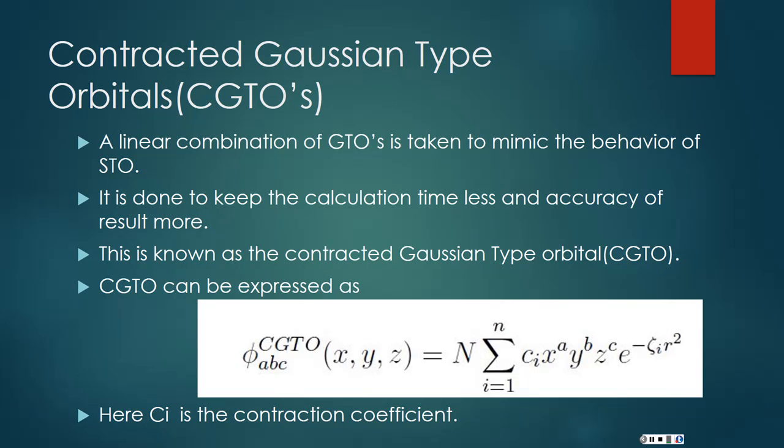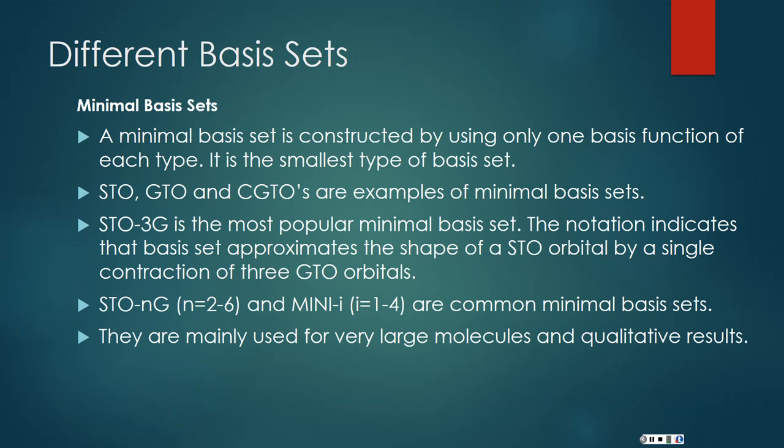This is the equation of the contracted Gaussian type orbital, and here we use the contraction coefficient to mimic the behavior of the Slater type orbital. According to the size of the basis set, it can be classified as minimal basis set, double zeta basis set, triple zeta basis set. A minimal basis set is constructed by taking one basis function of each type for each type of orbital, and it is the smallest type of basis set. STO, GTO, CGTO are common examples of the minimal basis set. STO-3G is the most common type of minimal basis set. The notation indicates that this basis set approximates the shape of an STO orbital by a single contraction of 6 GTOs.